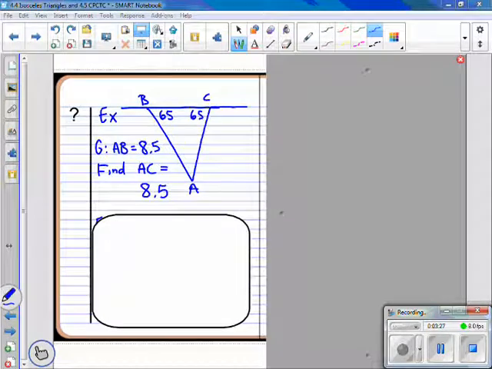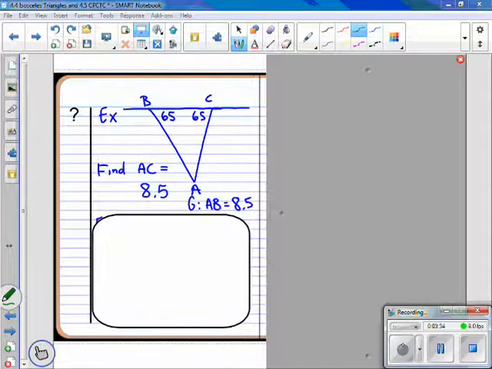Pretty easy stuff. Now I'm just going to go ahead and mark in the drawing. It tells me that AB is 8.5. So I'm just going to move that 8.5 down on the other side, but AB is 8.5. Now I know that for some people they're still struggling with where do I put the information. So obviously the 65 is an angle, so I put it in the crest of that angle. 8.5 is segment information, so I put it on the outside next to the segment.